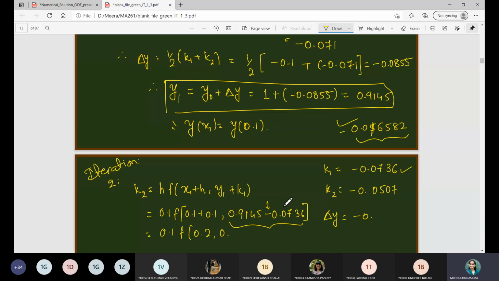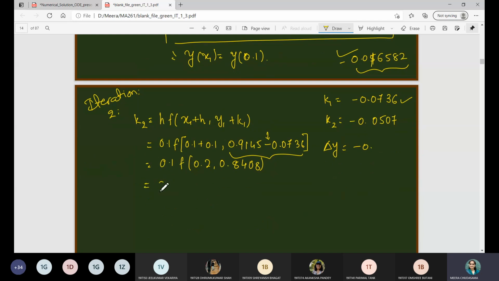Right? So actually this one will be, let me complete it now since I have started. It is 0.8408, and when you consider the function, it is nothing but x minus y square. So 0.8408 square. The final answer will be minus 0.0507. And delta y in that case, you will get it as minus 0.0622.